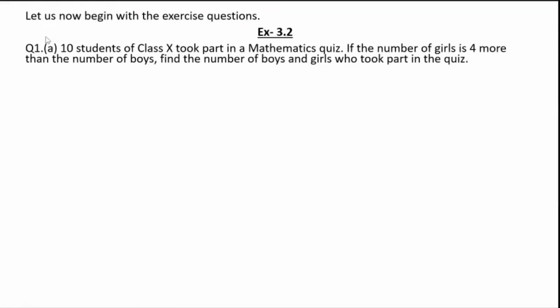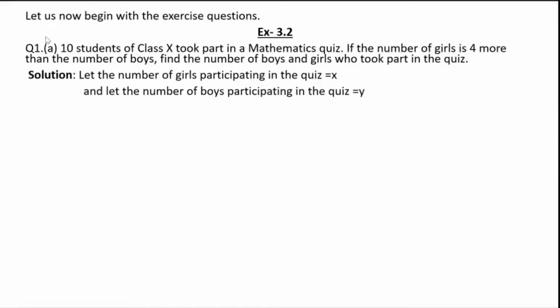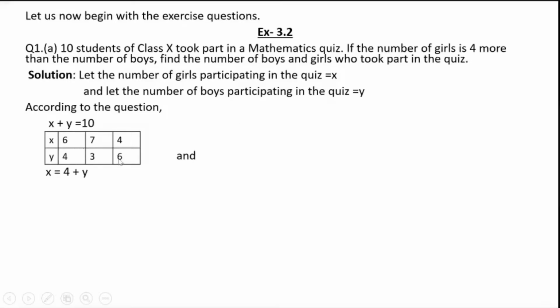So let us do it graphically. I first let the number of girls participating in the quiz be x and the number of boys participating in the quiz be y. Now, because the sum of the number of girls and the number of boys is 10, I get my first equation as x plus y is equal to 10. And I get this as the table.